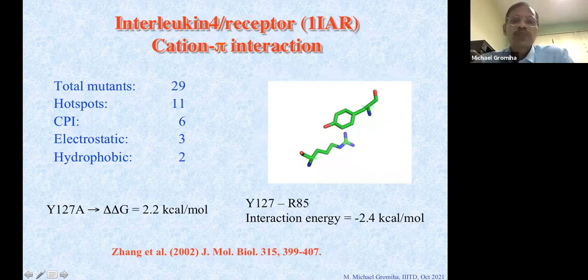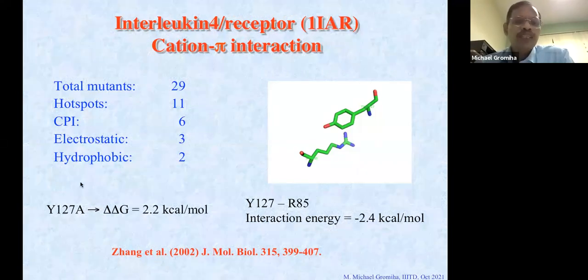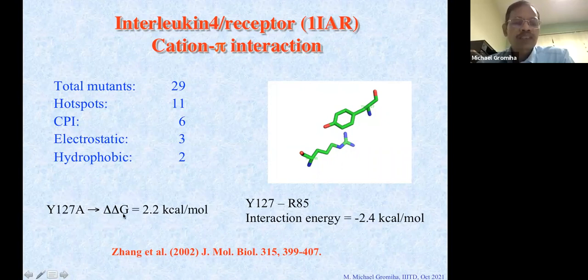So this is another example. Here they show the importance of cation pi interactions. In this case, they mutated tyrosine 127 to alanine. So here they identified that the mutation of this tyrosine decreased the binding affinity by 2.2 kcal per mole. If you look at the structure, it's tyrosine 127. It has the interaction with arginine 85, right? We have the interaction energy of minus 2 kcal per mole.